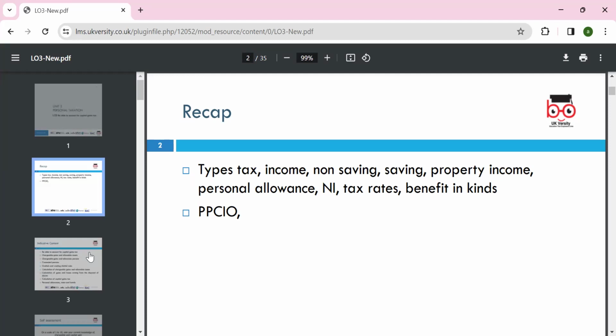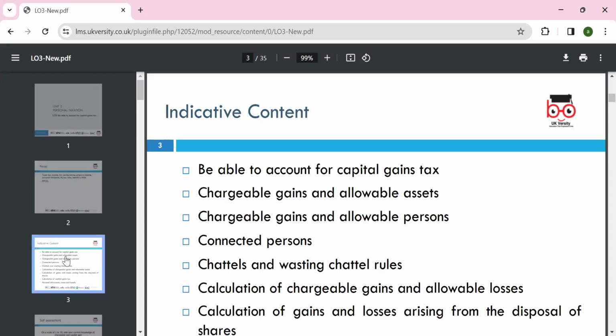Okay, so until now we had a discussion about types of tax: income tax, non-saving, saving, property income, personal allowance, and we discussed value added tax. We also discussed ethics, professional behavior, professional competence, due care, confidentiality, integrity, and objectivity. So we never compromise these as a professional accountant.